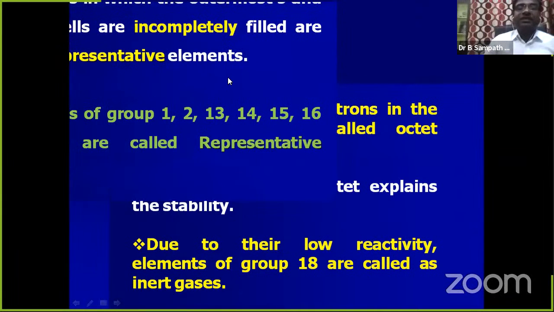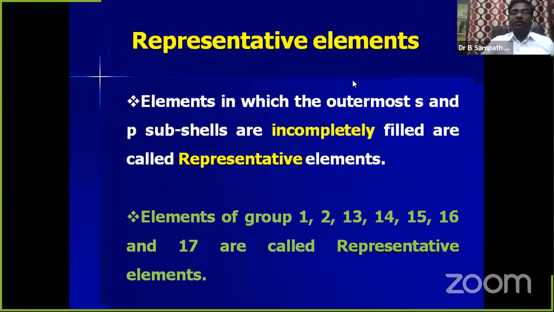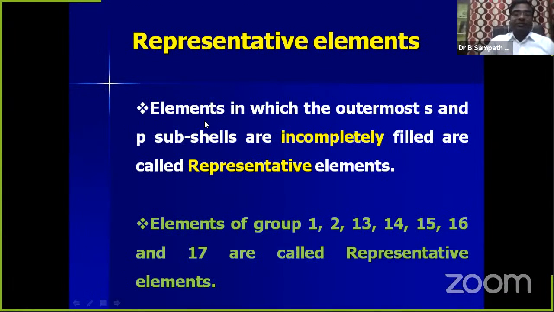Now the next type of elements is representative elements. What are representative elements? Let us see, children. The elements in which the outermost S and P subshells are incompletely filled. See children, here we have to concentrate. For inert gas elements, the S and P subshells are completely filled. But for representative elements, the S and P subshells are incompletely filled. So these are called representative elements.